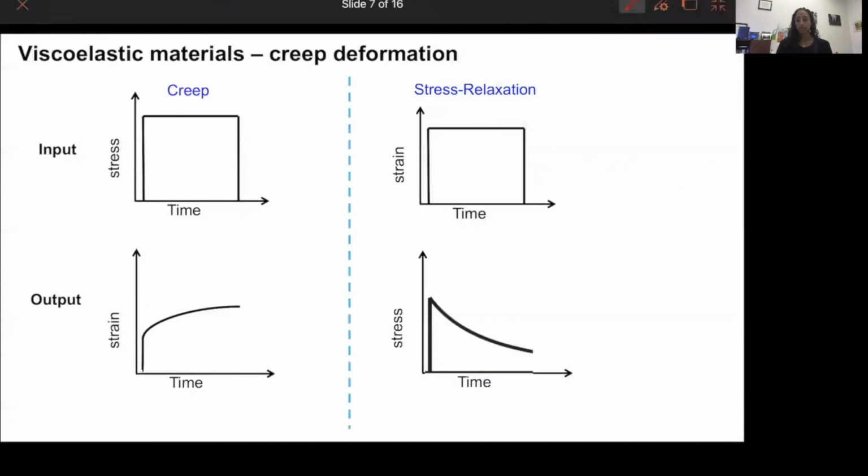For stress relaxation, on the flip side, we would apply a deformation and we would hold that deformation for a set period of time. And our output from that, our reading from that would be the stress, how the stress changes with time. So our initial response would be a spike in the stress, and then this stress would relax over time.